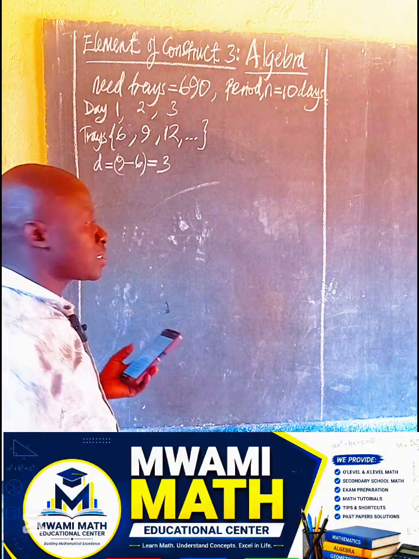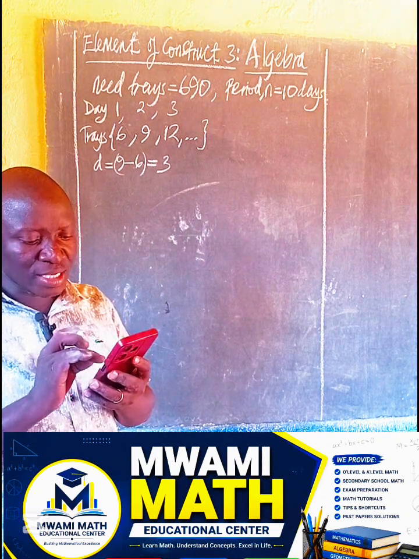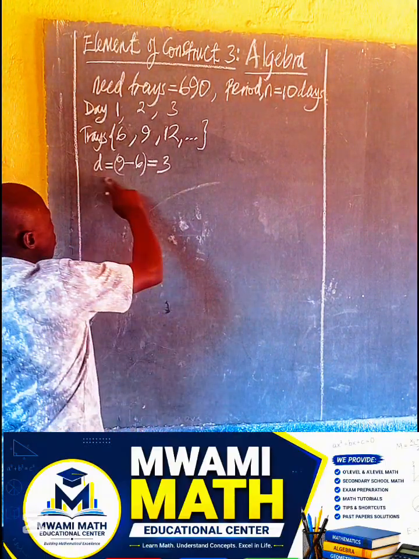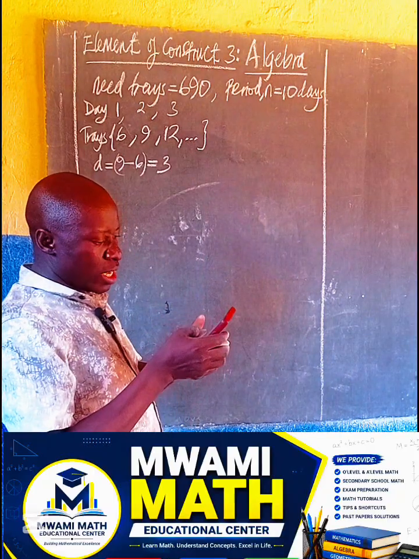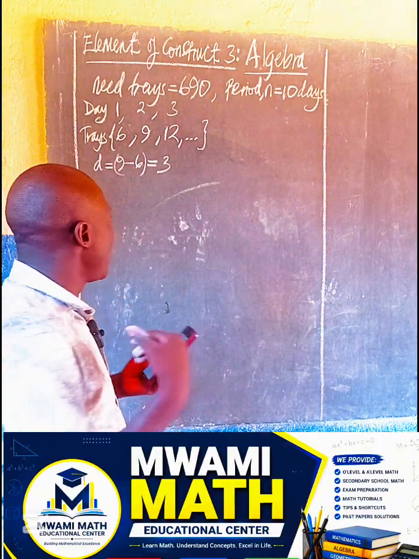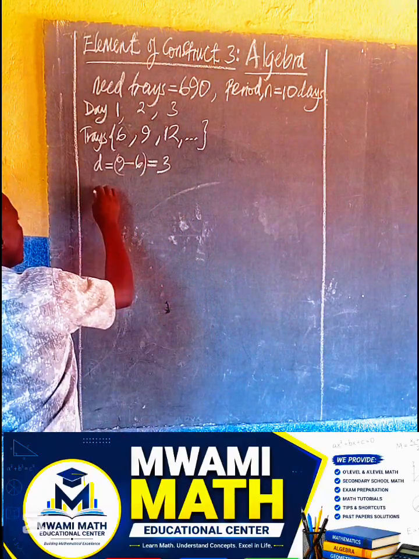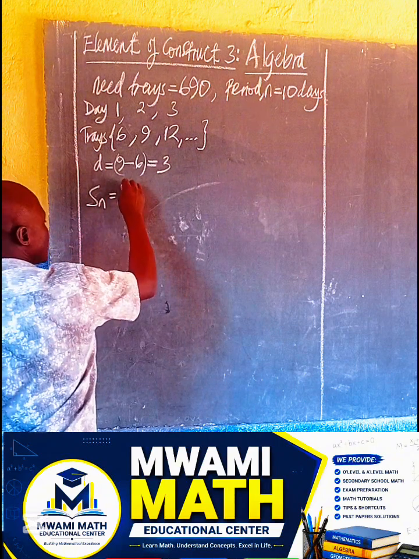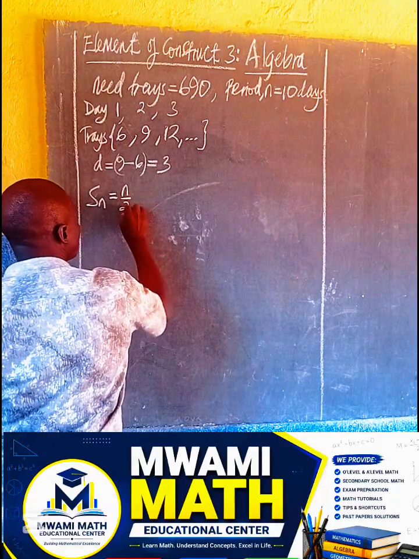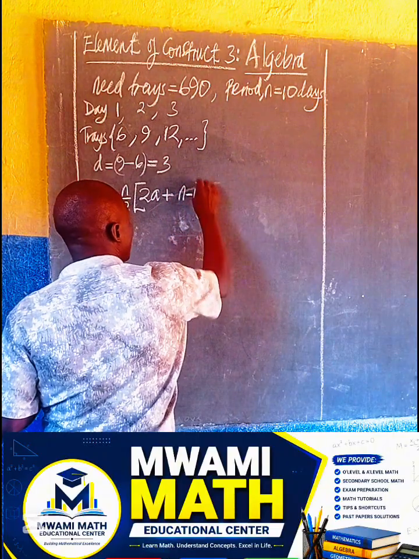So in other words, the first task is telling us to assess whether the production pattern will enable the manager to fulfill the contract. So now we have the common difference. We need to now know, from there, the sum of how many trays will be produced within this period following that pattern. So we shall write a formula for summation of an AP. Summation of an AP is given by Sn equals n over 2 into 2a plus n minus 1 into d.